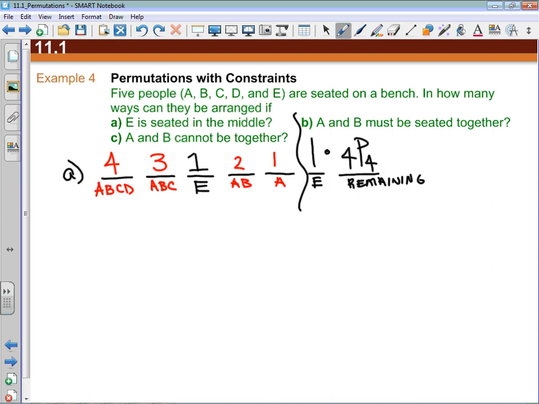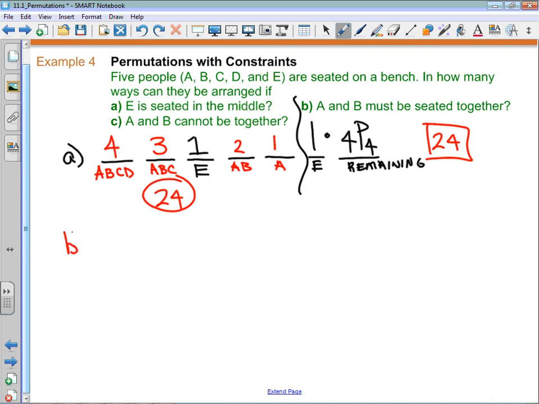There is nothing wrong with this. This will work. That means there's 24 different possibilities, but I would argue that 1 times 4 pick 4 is a little bit easier. And there are also 24 possibilities, right? Different techniques, we get the same answers. For B, I think the permutation concept becomes a little bit simpler.